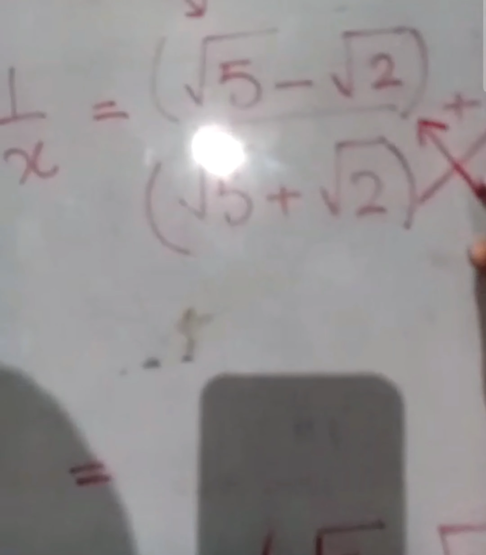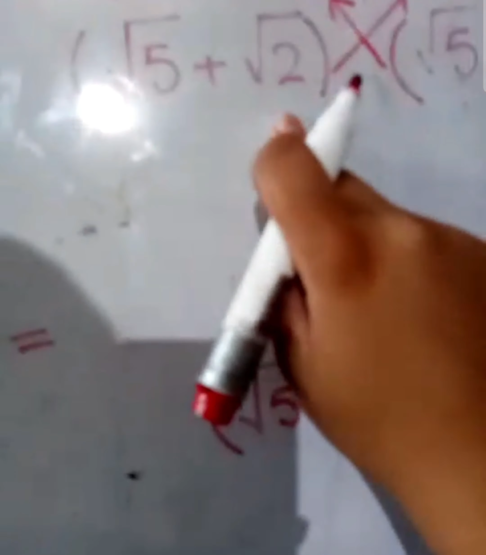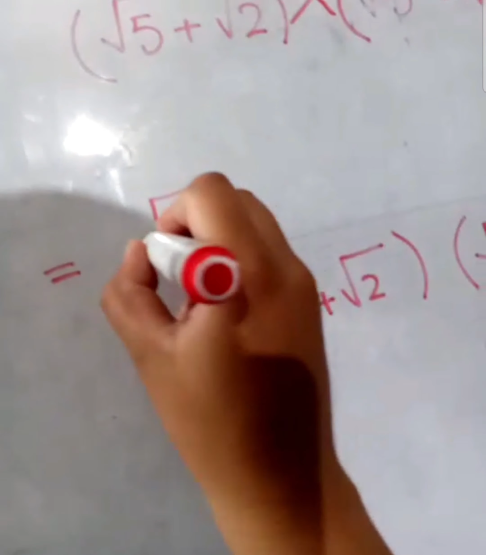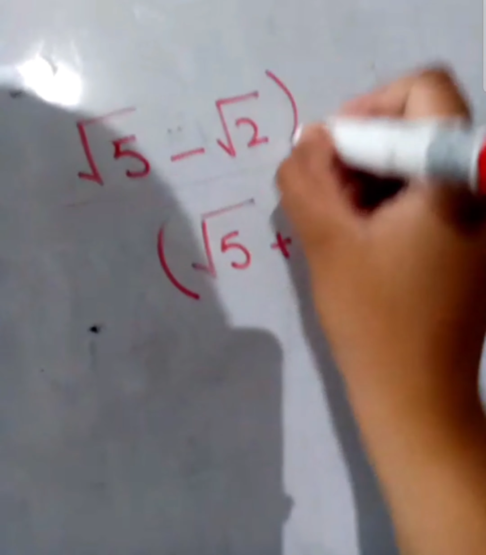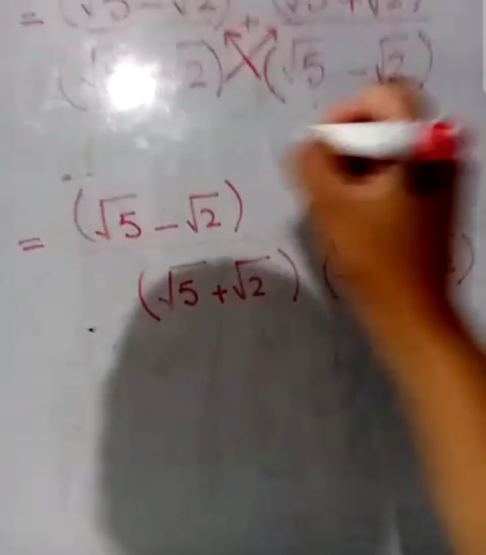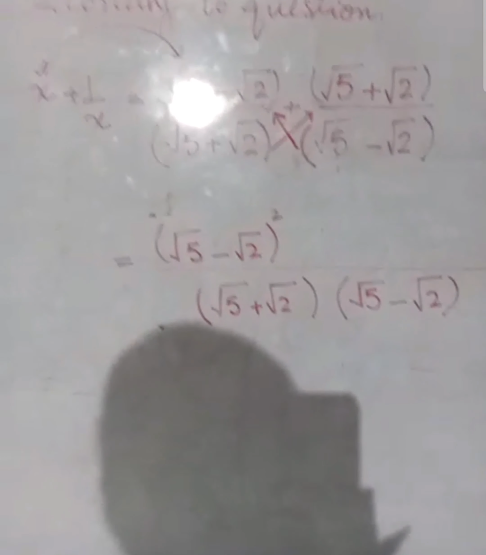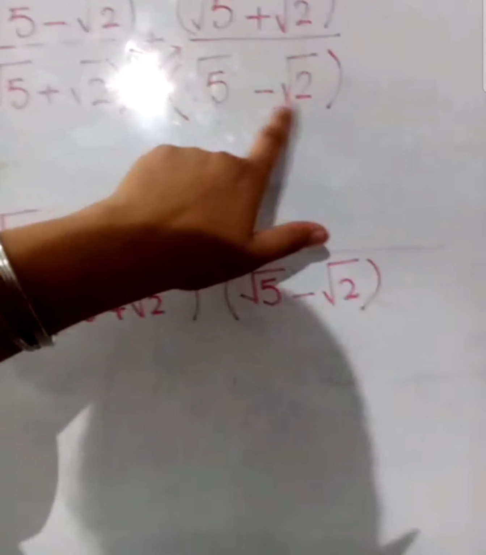Cross multiplication means this denominator will be multiplied by the numerator of the first fraction, and the first denominator will be multiplied by the second fraction's numerator. So here one more thing we have seen: square root 5 minus square root 2, into square root 5 minus square root 2. May I write whole square here?